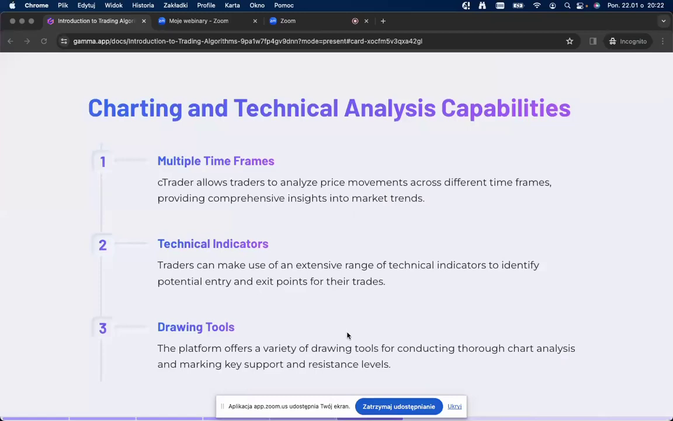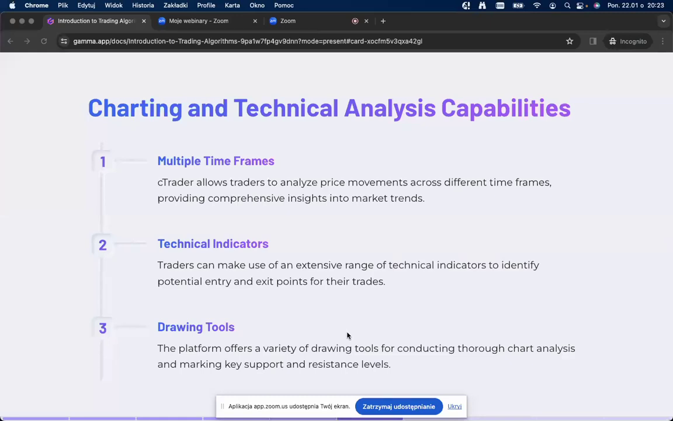So, what you can do in cTrader, you can have multiple timeframes, as I said. You can analyze price movement across different timeframes, which can provide you comprehensive insights into market trends. Then you can apply technical indicators, custom technical indicators, standard technical indicators shared for you by, for example, the community. There's an extensive range of technical indicators. They can, of course, help you to identify potential entry and exit points for your trade.